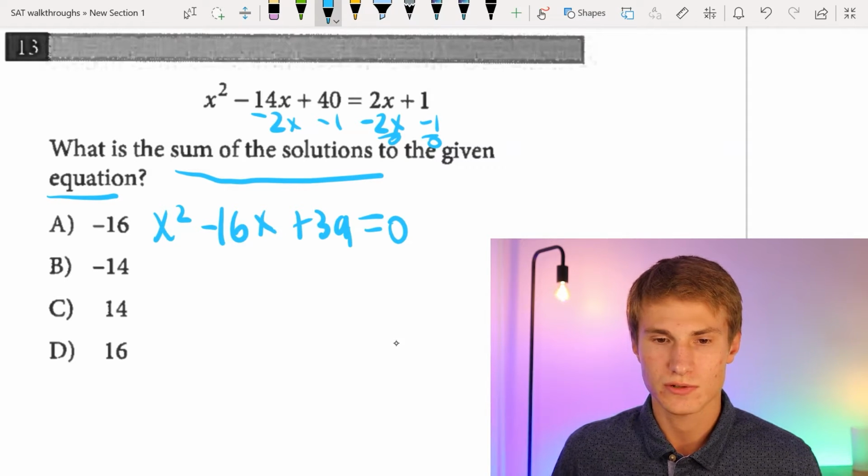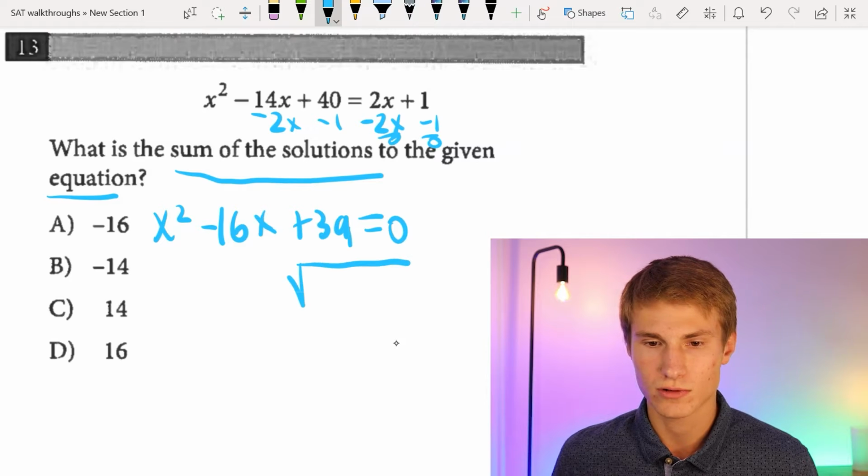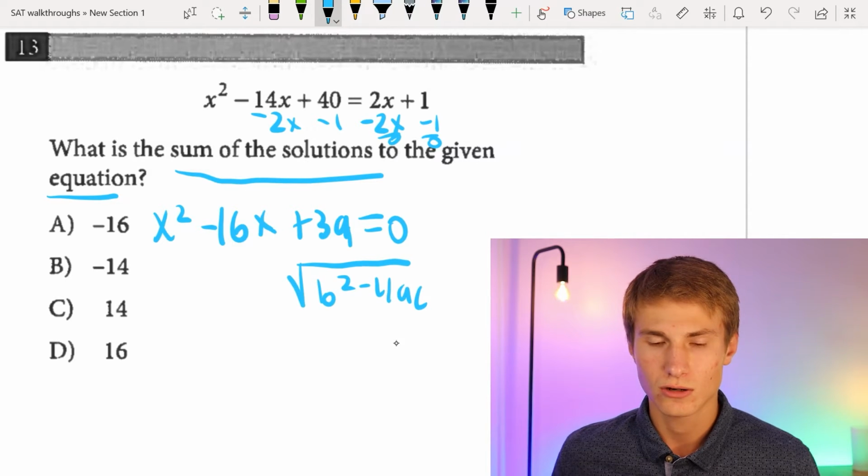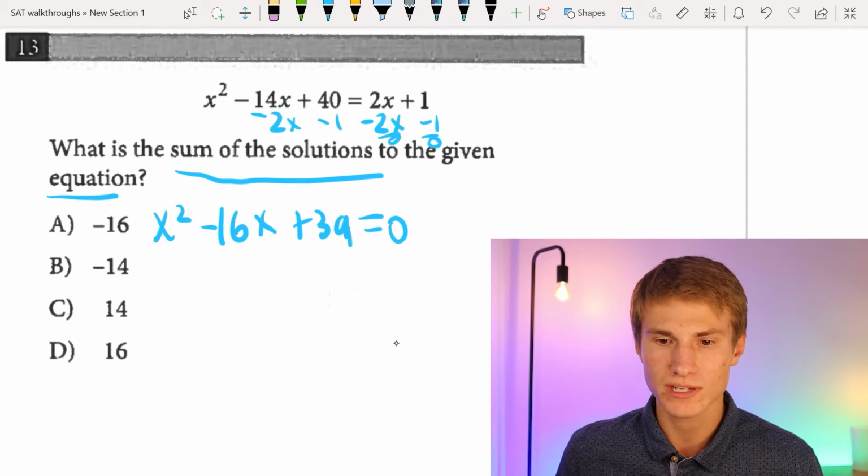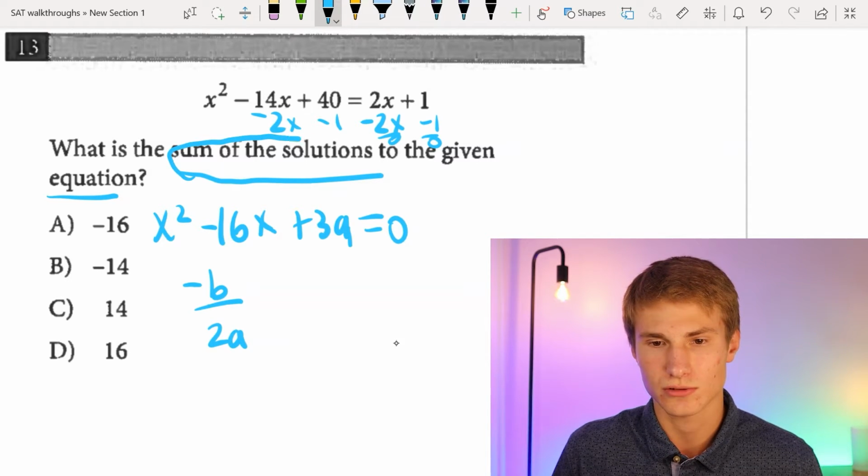So what we're going to do is use the quadratic formula. But I'm going to show you something that's going to help you solve this really quick. Instead of dealing with the square root of b squared minus 4ac, we don't have to worry about that. The reason we only have to worry about the value of negative b over 2a here is because we need the sum of the solutions.